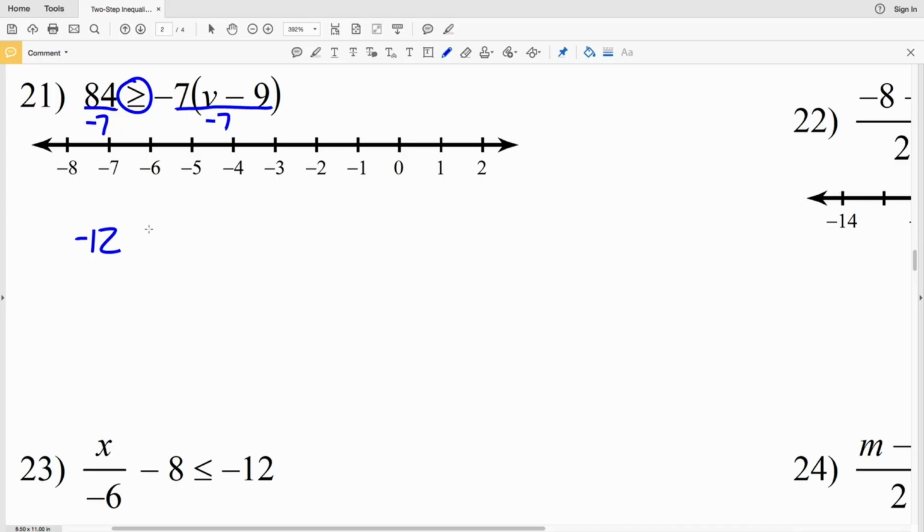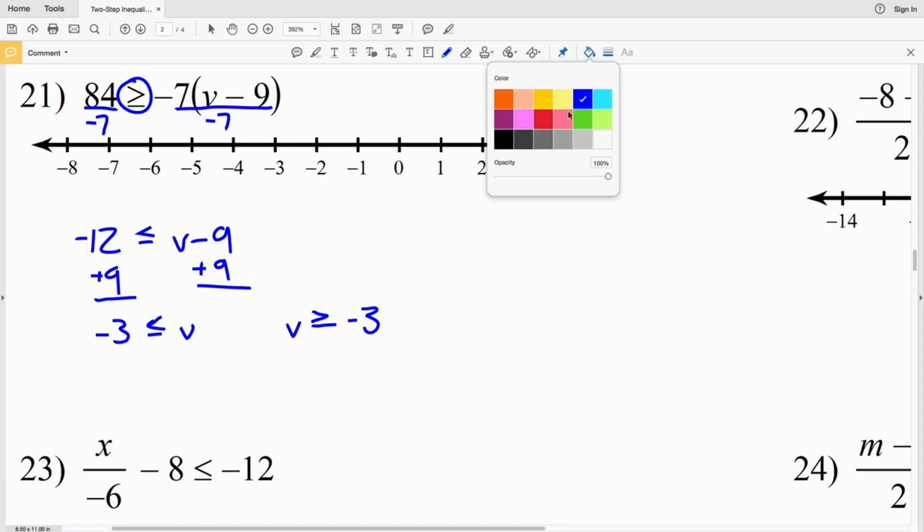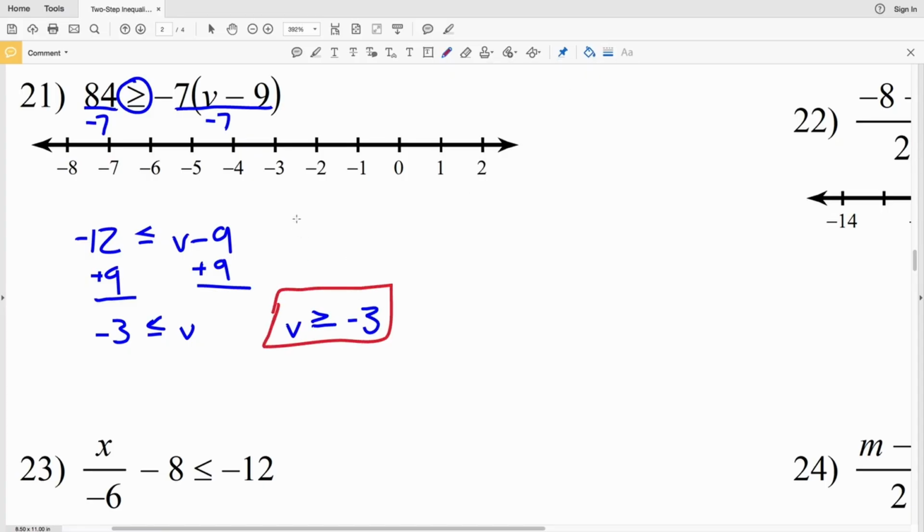Then, remembering to flip the sign, I'll have less than or equal to, so negative 12 is less than or equal to v minus 9. Adding a 9 to both sides will leave me with negative 3 is less than or equal to v. And you could also rewrite this as v is greater than or equal to negative 3. Either is correct. When we graph that, we'll go ahead and circle the negative 3, and we're going to fill that in since v can be equal to negative 3, but v is everything greater than or equal to, so we're shading to the right.